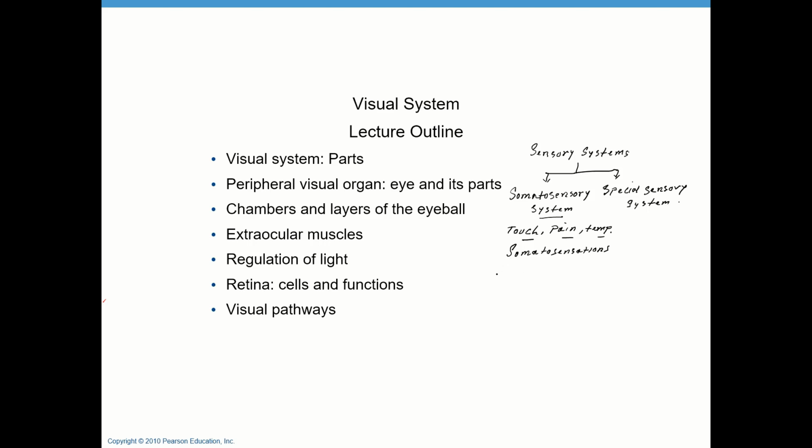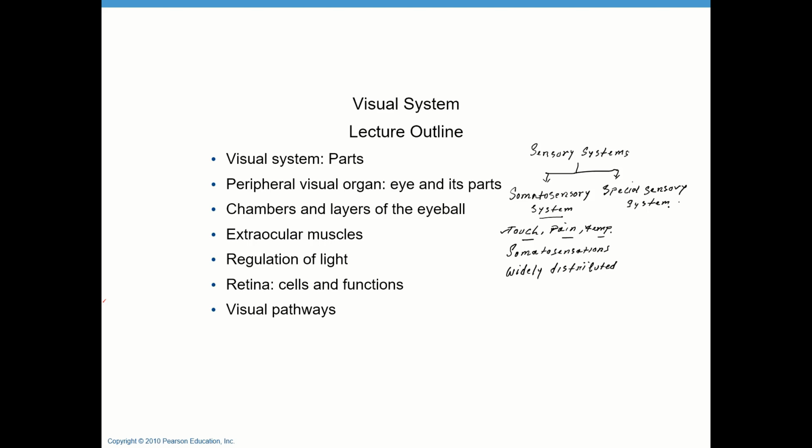So in case of somatosensory system, the sensations are widely distributed. Okay, for example, in your skin you have touch receptors, pain receptors, temperature receptors everywhere in the body. So the receptors are present throughout the body in case of somatosensations.